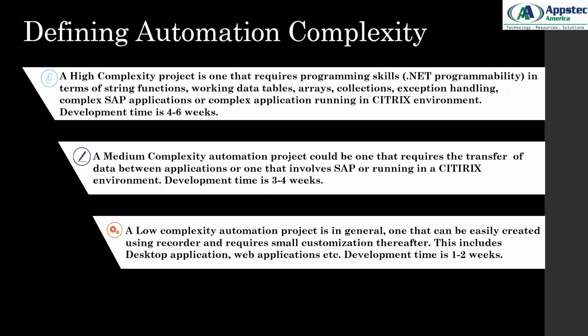So what is a high complexity? A project that requires a certain amount of programming skills in .NET in terms of string functions, working with data tables, and exception handling. A lot of collections are there. For example, if we are dealing with certain SAP applications or complex applications running in the Citrix environment, the development time frame is generally 4 to 6 weeks.